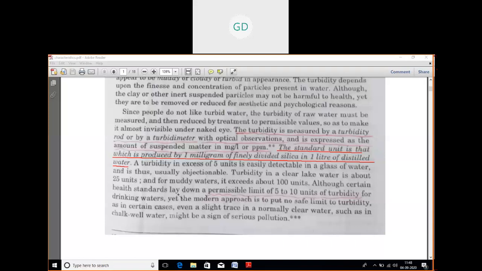Next is the permissible limit. It is written here: a permissible limit of 5 to 10 units of turbidity for drinking waters. So you can write in your own sentence that the permissible limit for turbidity is 5 to 10 milligram per liter. It is written as units, but you can write it down as 5 to 10 milligram per liter. Okay, so next let's see.